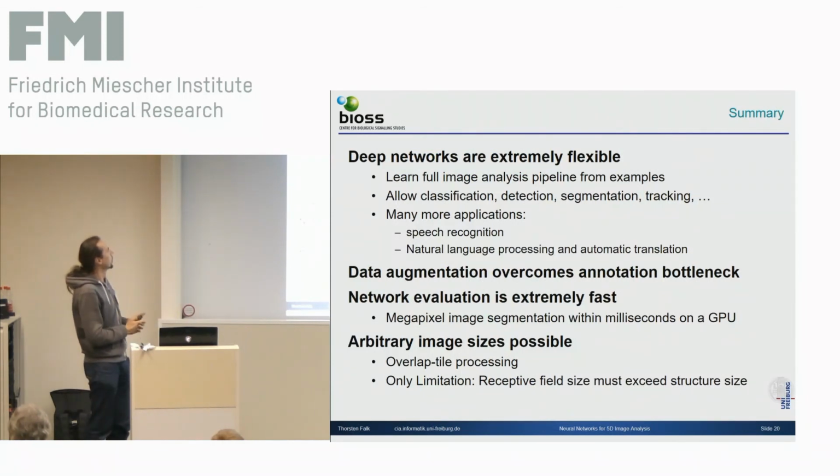Okay, so deep networks are extremely flexible. They can learn the image analysis pipeline from examples, only from examples. They allow classification, detection, segmentation, tracking. With data augmentation, we can overcome the annotation bottleneck. Evaluation is extremely fast, within milliseconds for one of these tiles. But still, if you have a big data set, it can take some time. And you can, in principle, process arbitrary image sizes. So that's it. Thank you.